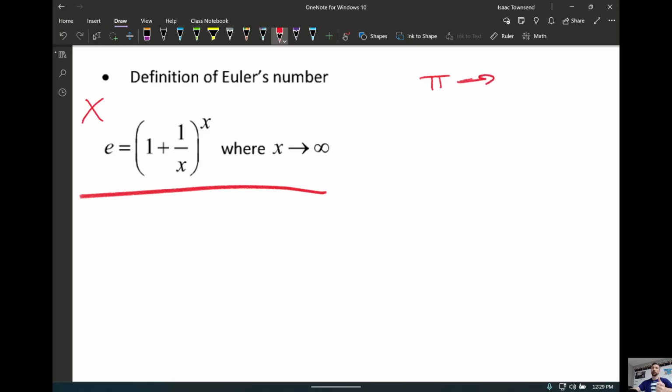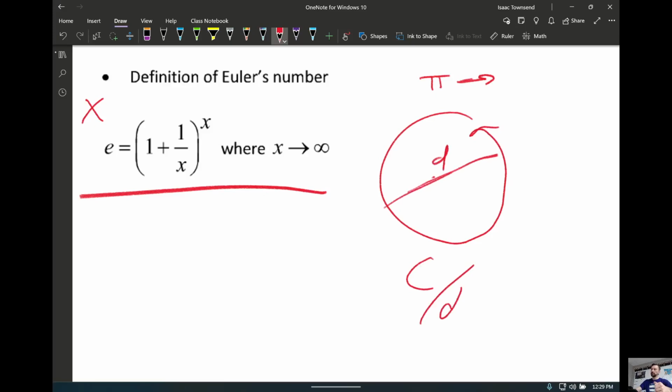You guys know where the number pi comes from? It's the circumference divided by diameter. Very good. If you take the circumference of any circle and divide it by its diameter, no matter how big or small your circle is, that's where the number pi just naturally gets created. Same thing with e. This pattern just happens to occur naturally in a lot of different things. So that's why it becomes important in math.